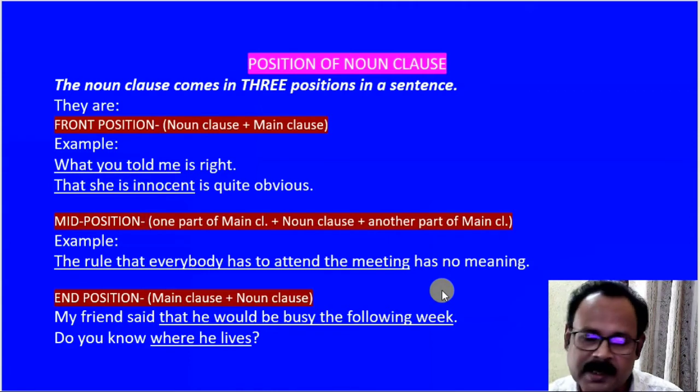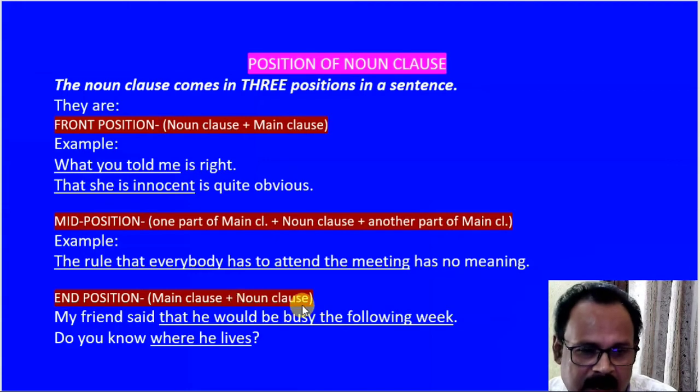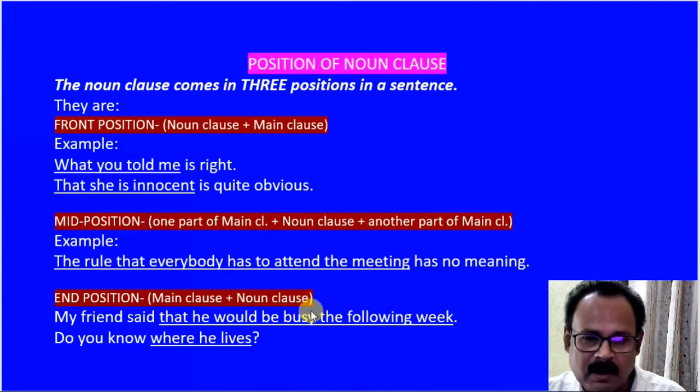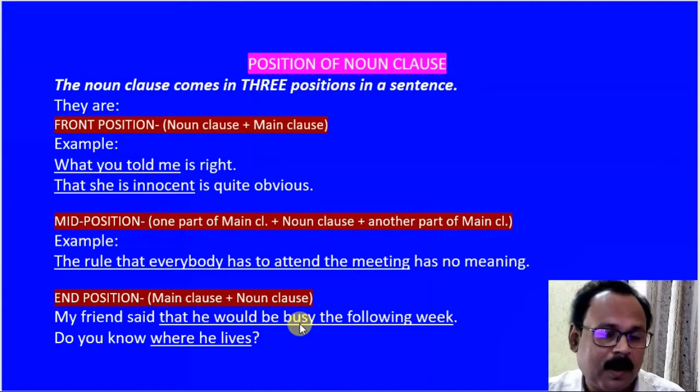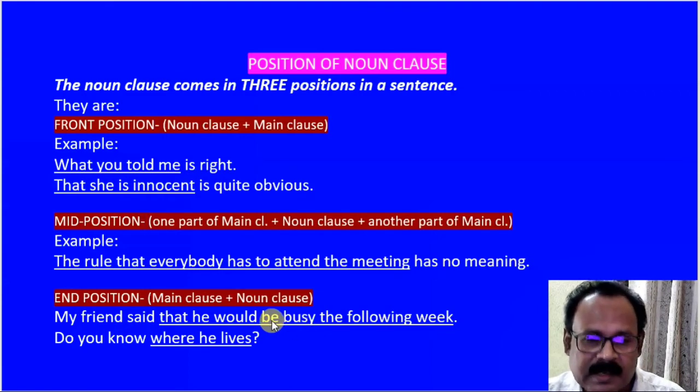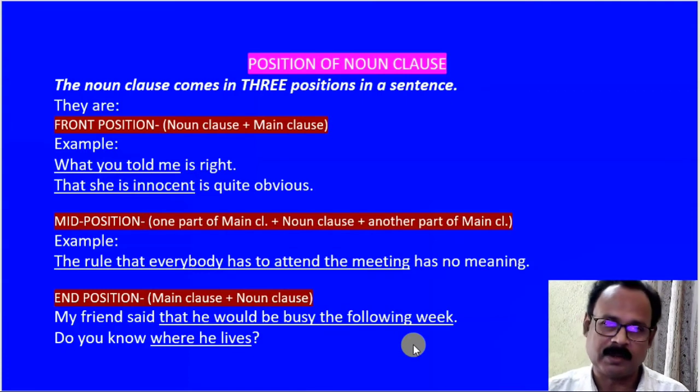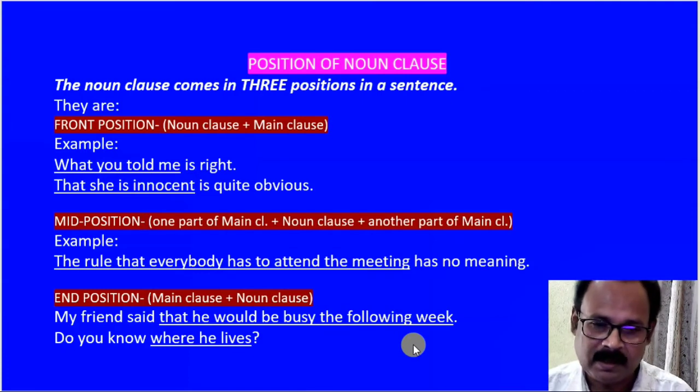Then we'll see the end position of the noun clause. The end position, in an end position, what happens? The main clause comes first followed by the noun clause. That means main clause plus noun clause. So what is the main clause here? My friend said, this is the main clause. My friend said that he would be busy the following week. Here, my friend said is the main clause, and that he would be busy the following week is the noun clause. So here, main clause plus noun clause.